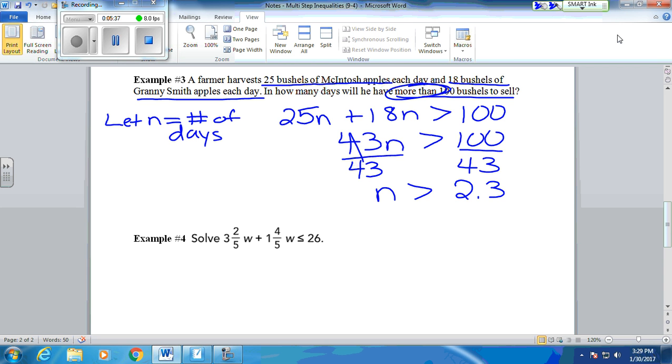Well, I can't just put a partial day in here. So the next closest whole day would actually be 3 days. That would make that inequality true. So it's just going to be 3 days as my answer. Okay?